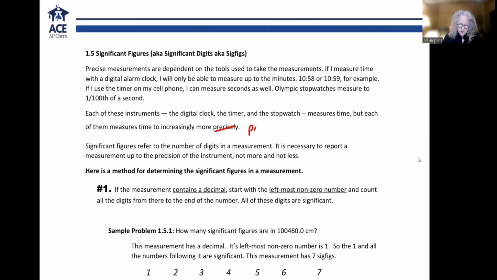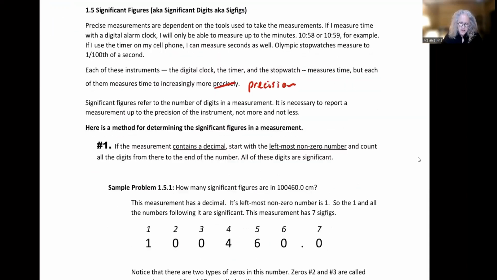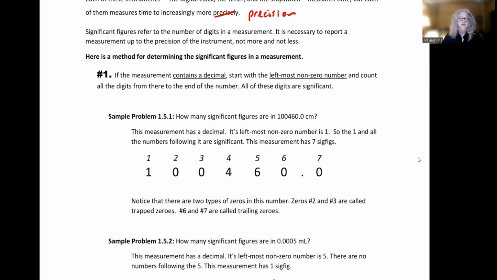Significant figures refer to the number of digits in a measurement. It is crucial to report a measurement up to the precision of the instrument, not more and not less. So here is a method for determining the significant figures in a measurement.